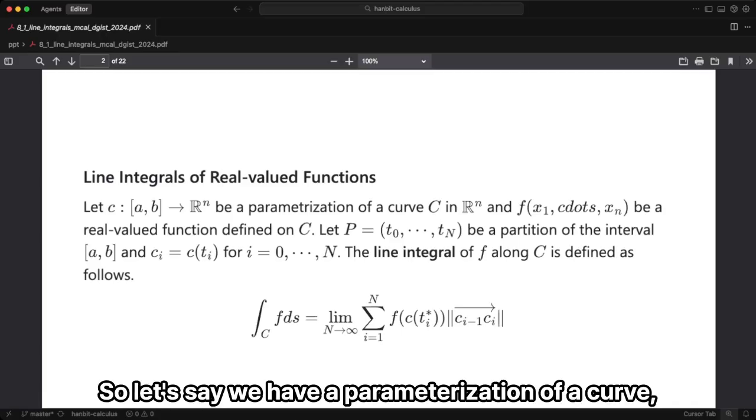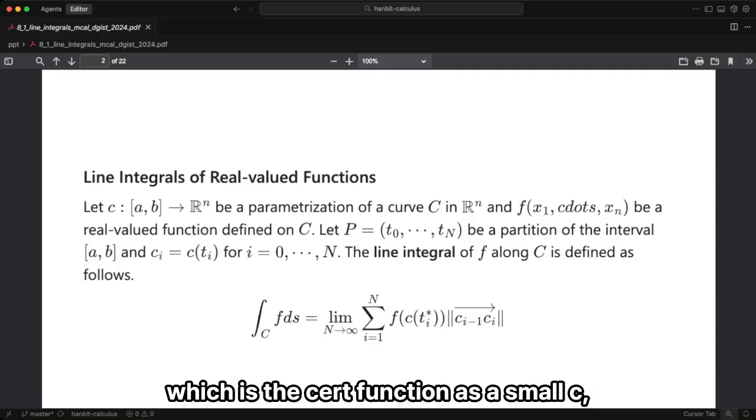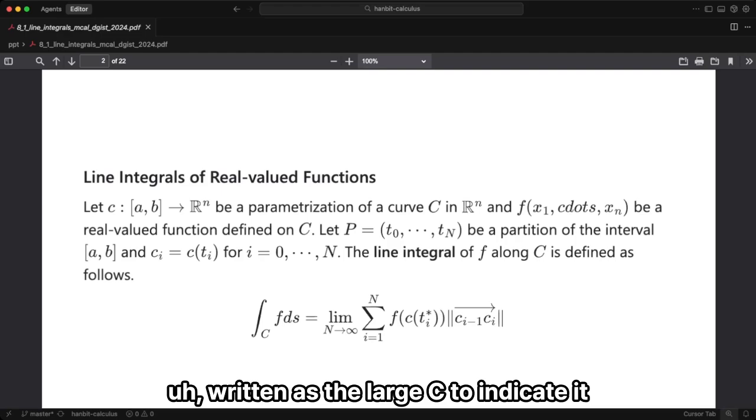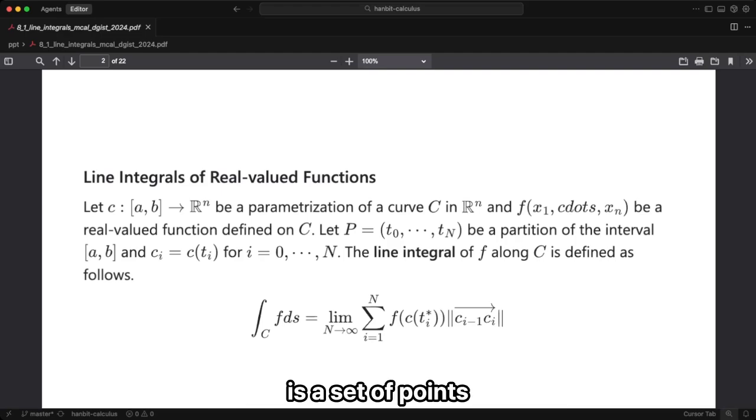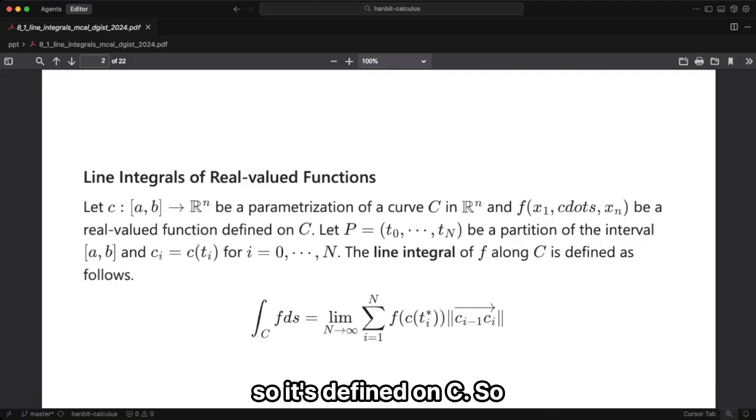So let's say we have a parameterization of a curve. I decided to use a different symbol for the parameterization, which is a function, a small c. And the curve itself could be written as the large C, to indicate it is a set of points in n-dimensional space R^n. There's a typo, sorry, so C dots. So let's say we have a function of n variables, which has a real value. So it's defined on C.